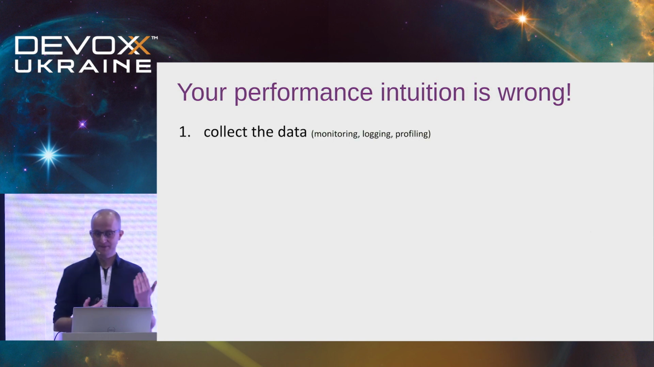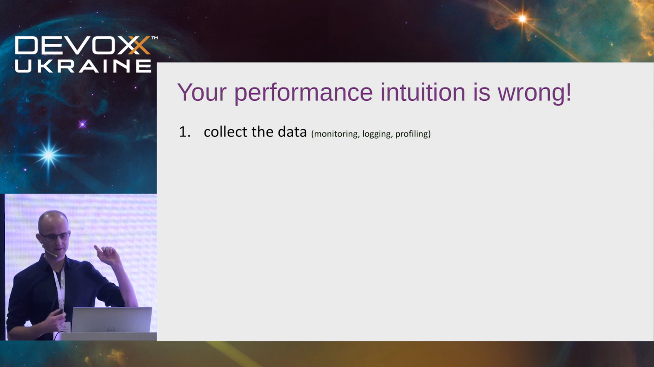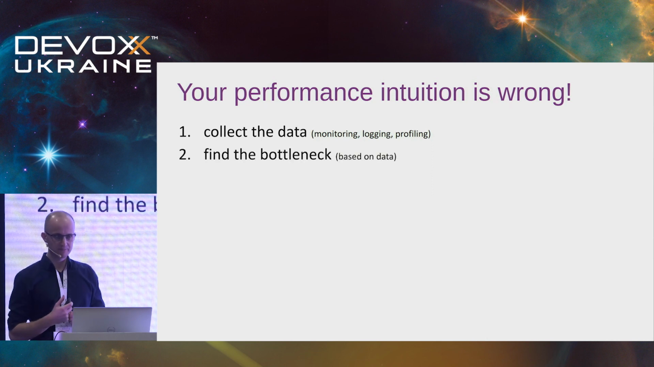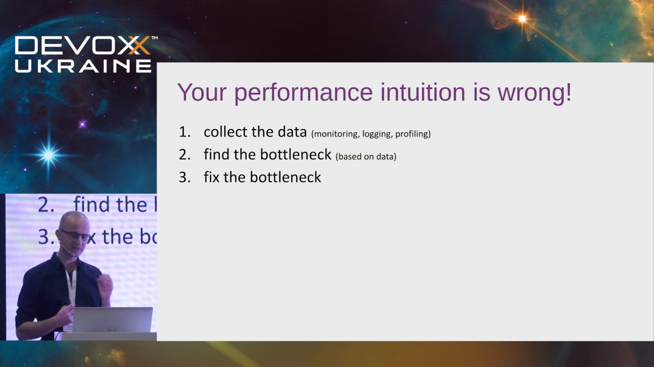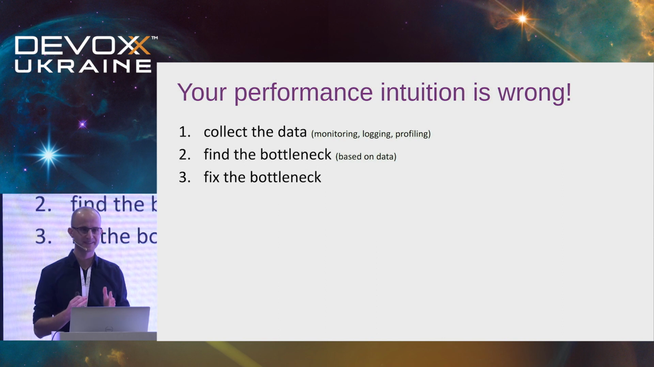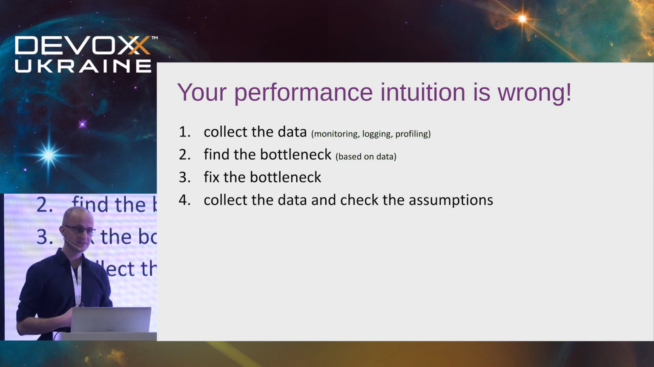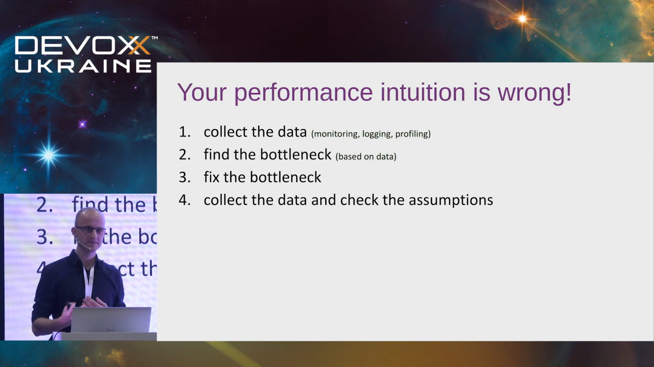And the algorithm is pretty simple. First, collect the data based on your monitoring, profiling, and logging. Find the bottleneck based on that data. Fix the bottleneck, but fix only one thing at a time. Do not fix all possible bottlenecks because you will be lost. Then collect the data again and check your assumption. Is it better? How much is it better? Maybe it's worse. And repeat it.